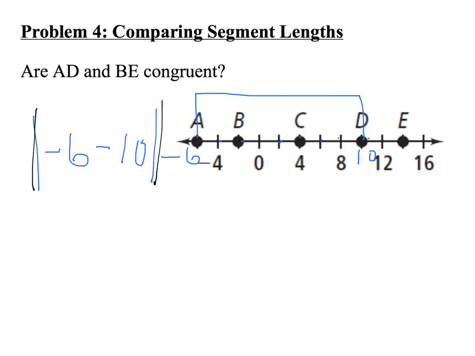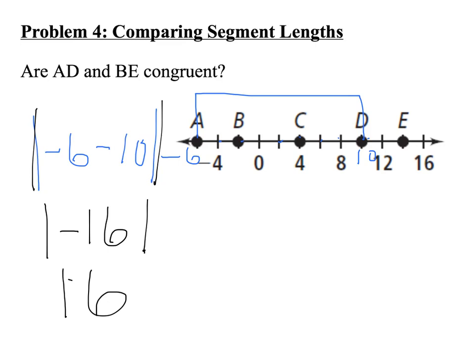So first I have to do negative 6 minus 10, which would give me negative 16. And if I take the absolute value of negative 16, I get just positive 16. So you could do it that way. The other way you could do it, if you wanted to, is you could just count it.